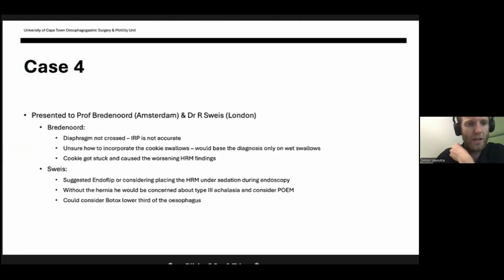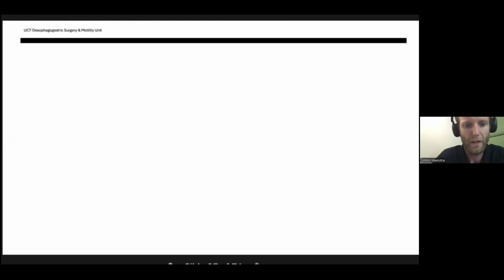So that just summarizes that. It was actually presented to some overseas specialists, as Matt has mentioned, who both agreed that IRP was probably not that reliable. But one of them felt that maybe it might meet criteria for type 3 achalasia. But as Matt has mentioned, the plan is to first correct the paraesophageal hernia.